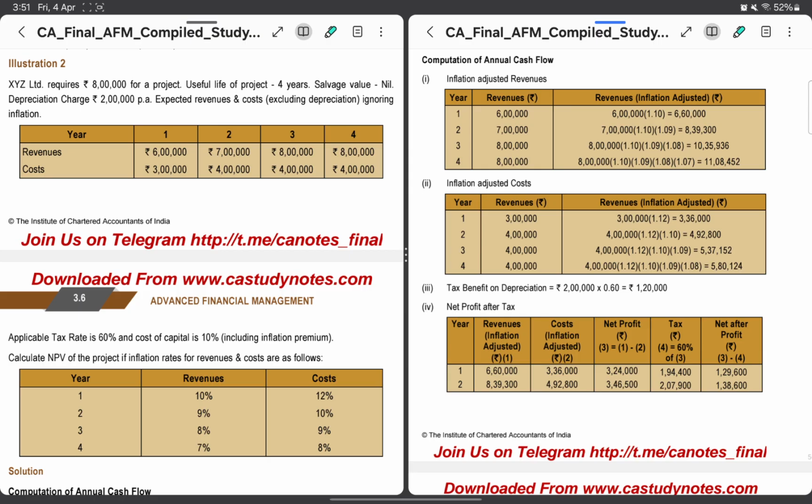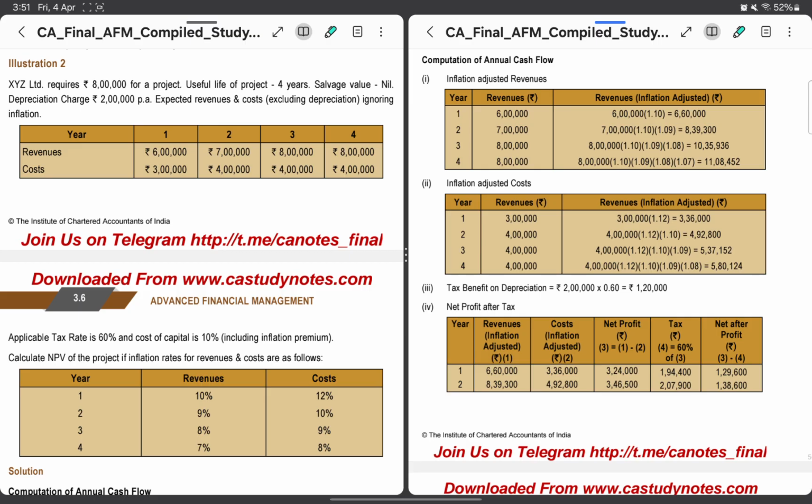XYZ Limited requires 8 lakh for a project and the useful life is 4 years. Salvage value is nil. The depreciation charge they have given us is 2 lakh per annum, which is ideally 8 lakh minus salvage value, which is 0, divided by 4. So 2 lakh they have already given in the question. And expected revenue and cost they have given ignoring inflation, meaning it is not adjusted by inflation. And the tax rate is 60%. Cost of capital is 10%, which is already inclusive of premium.